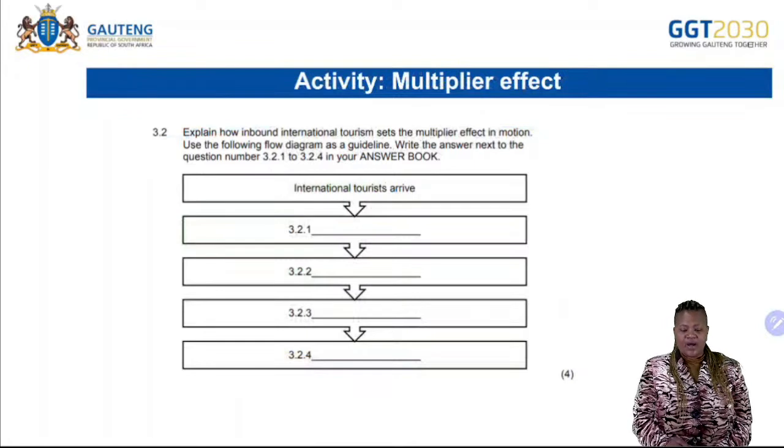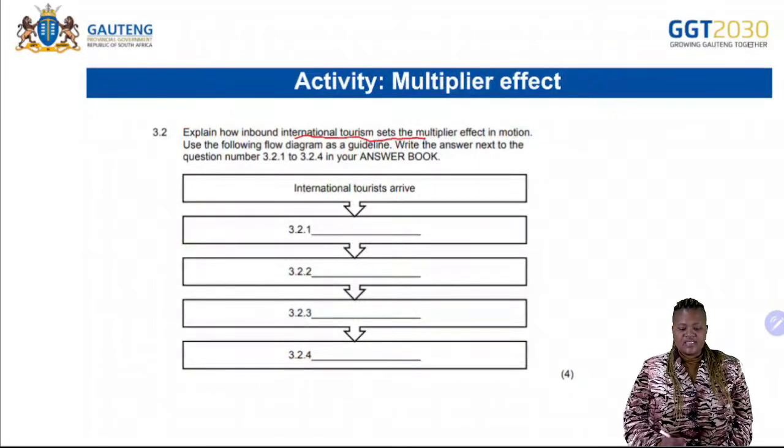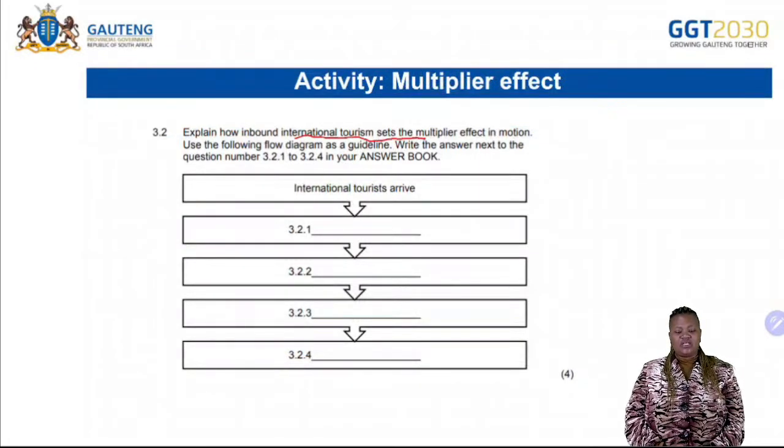Explain how inbound tourism sets the multiplier effects in motion. Use the following diagram as a guideline. Write the answer next to the question number 3.2.1 in your answer book.